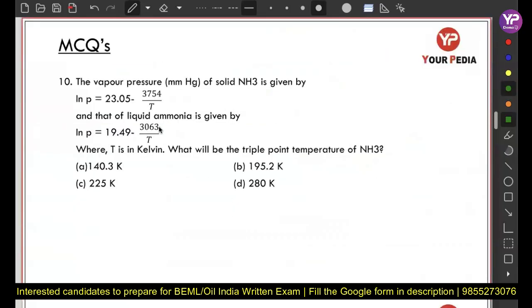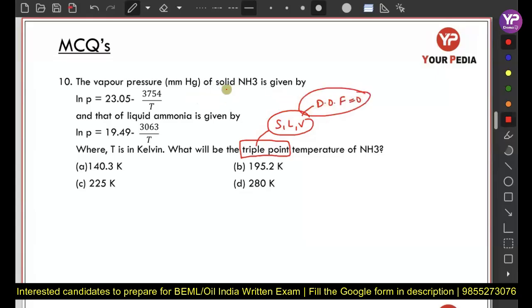the vapor pressure of solid ammonia is given by this expression and that of liquid ammonia is given by this expression. What will be the triple point temperature of ammonia? Let's understand. First of all, every substance has its own triple point. The triple point is a point where solid, liquid and vapor coexist with each other, and it is a point where the degree of freedom becomes equal to zero. Why? Because the degree of freedom represents the number of parameters required to fix the state. So basically the triple point is a fixed point. You cannot change any parameters here, so that is why the degree of freedom is zero. It is a fixed point.